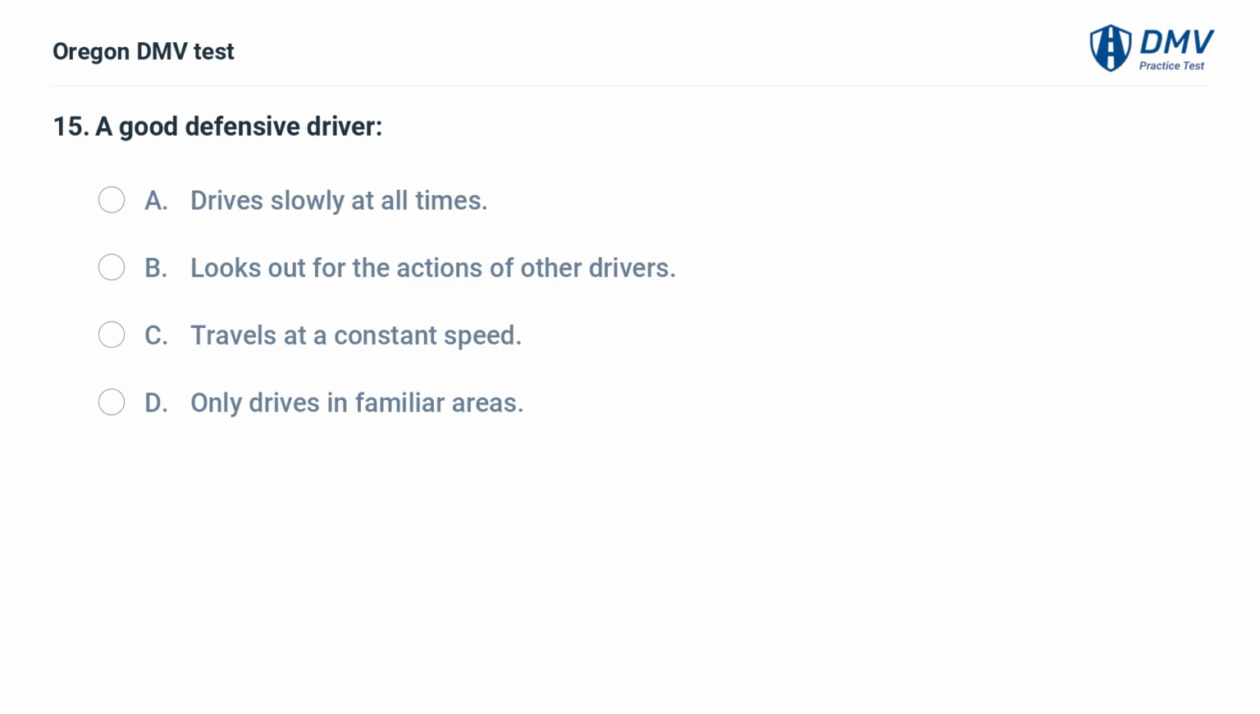A good defensive driver: A. Drives slowly at all times. B. Looks out for the actions of other drivers. C. Travels at a constant speed. D. Only drives in familiar areas.